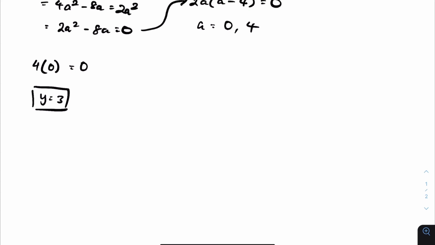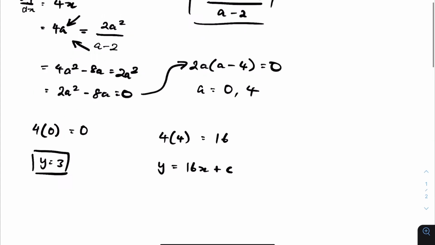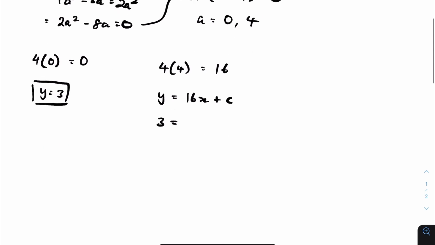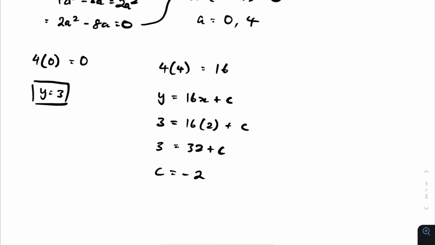So let's substitute a in as 4. So 4 times 4 is equal to 16. So it's quite a large gradient. Now we can say that y equals 16x plus c. Substitute our value of y, which is 3 in this case. So 3 is equal to, and then substitute our value of x, which is 2. So that's 16 times 2 plus c. So 3 is equal to 32 plus c. c is equal to negative 29. So the equation of the other tangent is y is equal to 16x minus 29.